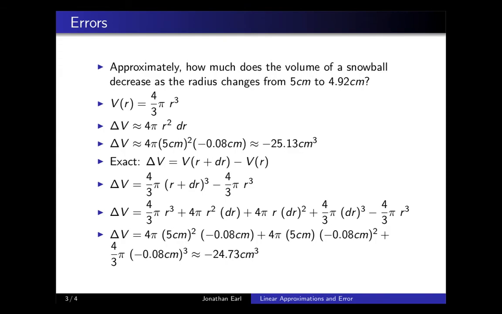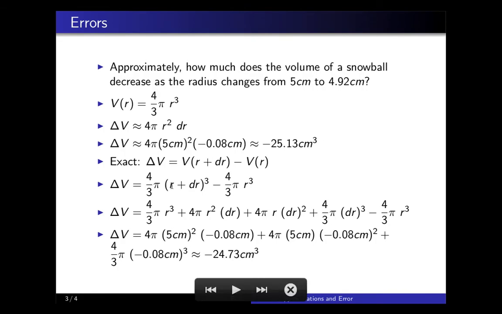Now, if we wanted to find the exact change in the volume just to compare this, we would have to find the volume of the radius plus our change in radius. So that would be the volume for a radius of 4.92 centimeters, and then subtract off the initial volume. So subtract off the volume of the sphere with 5 centimeters. So if we did that, what we'd wind up with is just two different expressions for volume. So we'd have the volume for a sphere of radius r plus dr, and then subtract off the volume for a sphere of radius r.